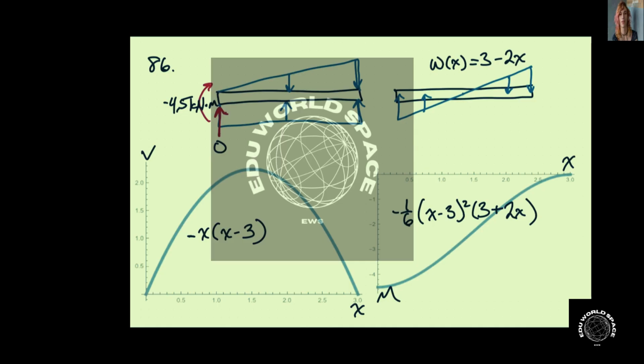Then we can integrate this to find the function for the moment. And we know the moment out here at x equals 3 is 0, so we can find the constant of integration. So if we integrate this, find the constant of integration, and do some manipulating of the function, what we wind up with is minus 1/6 times the quantity x minus 3 squared times 3 plus 2x.